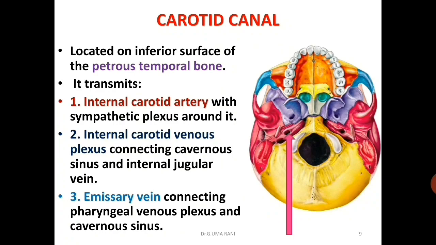and it transmits the internal carotid artery with the sympathetic plexus around it and the internal carotid venous plexus, connecting the cavernous sinus and internal jugular vein. Hence the name carotid canal. It also transmits the emissary veins connecting the pharyngeal venous plexus and cavernous sinus.